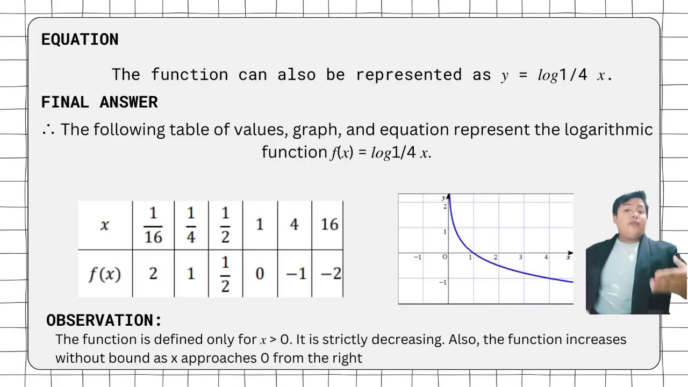So for the equation, the function can also be represented as y is equal to log x base 1/4. Same rin dun sa nauna. Yan. So the final answer, therefore the following table of values, graph, and equation represent the logarithmic function f of x is equal to log x base 1/4. So, ayan na yung table and graph and yung ginamit na equation nandun sa taas. Yan. So, for the observation, the function is defined only for x greater than 0. It is strictly decreasing. Also, the function increases without bound as x approaches 0 from the right.